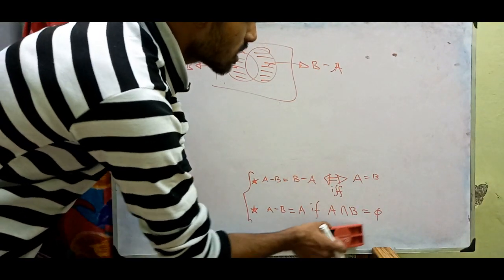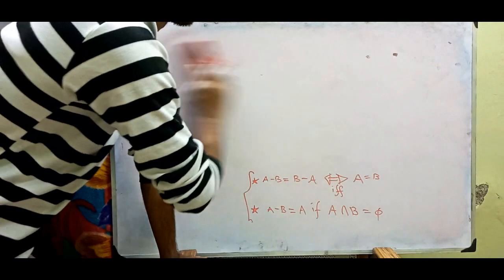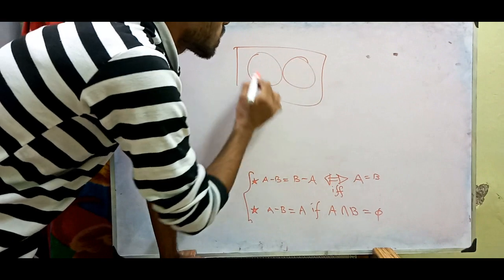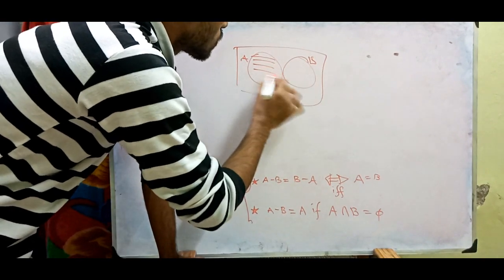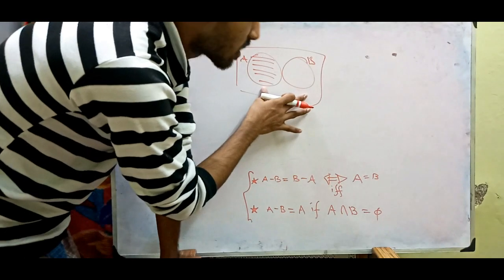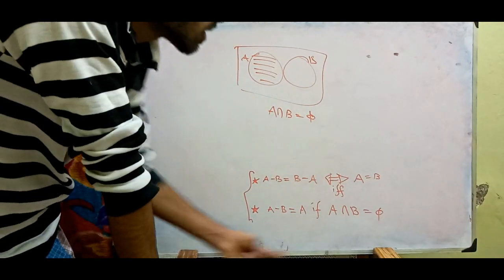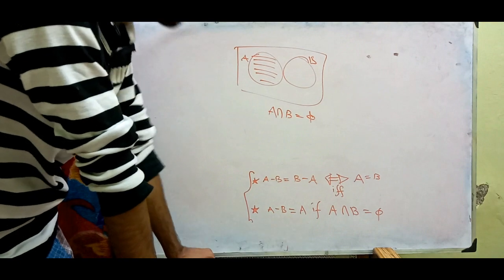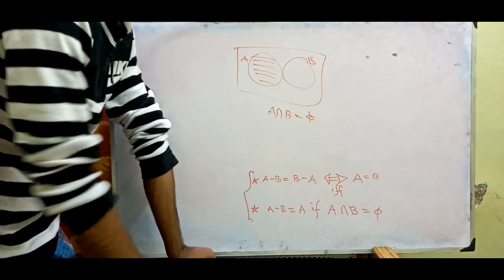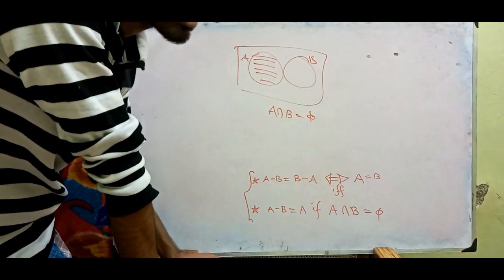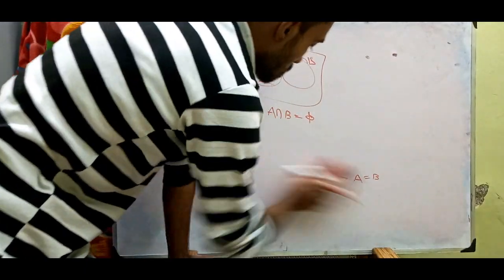Now see, A minus B equals the whole A if A intersection B is empty. Let us take this one. A intersection B is empty. So this is A and this is B. So this one is the whole A. And I cannot intersect these, right? So A intersection B is the empty set. That is why A minus B is nothing but A alone. Even if I remove the set B from A, the whole set that remains is A. Got it? So in this way we can state these properties.